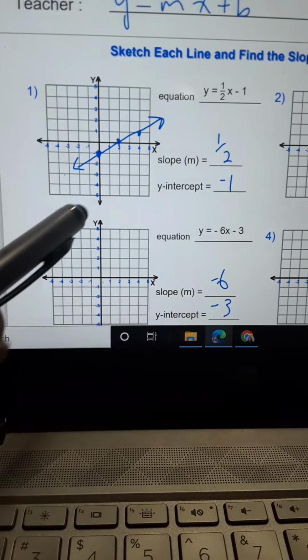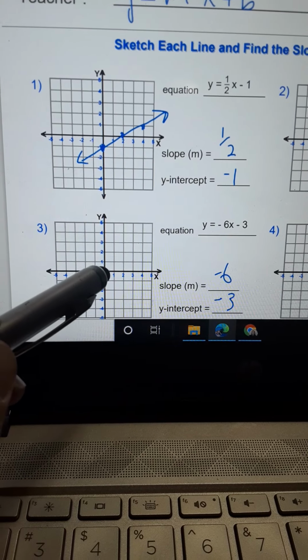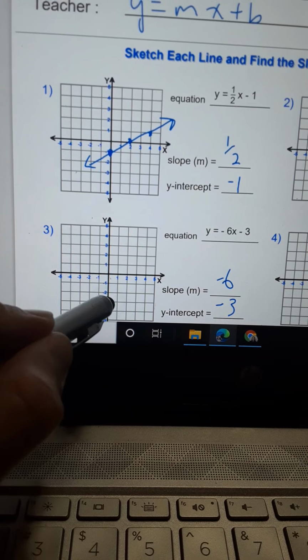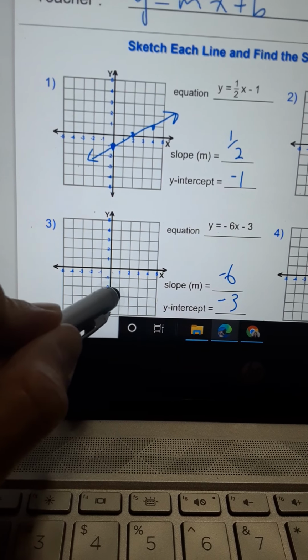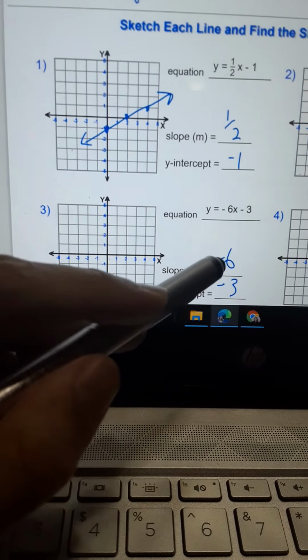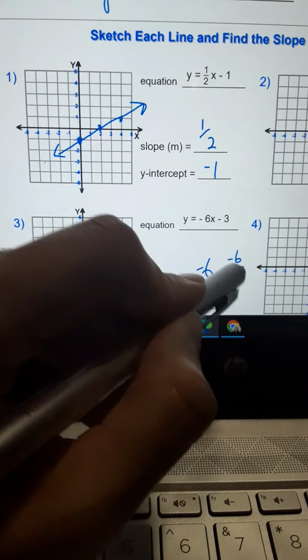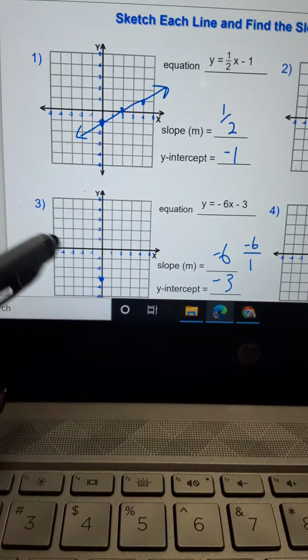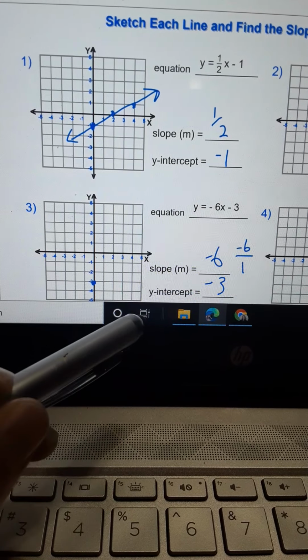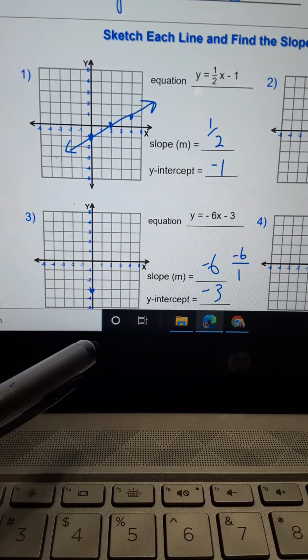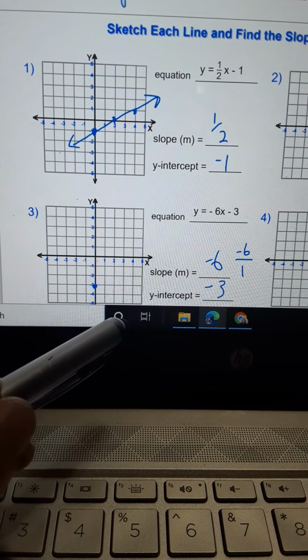So again, I'm going to go down the y-axis to negative 3 and put a point on negative 3. Now, on this one, our slope is negative 6. In fraction form, that's negative 6 over 1. So that means we're going to go down 6 units and to the right 1. If I go 1, 2, 3, you can see we're going to go off the graph if I went down 6 and right 1.